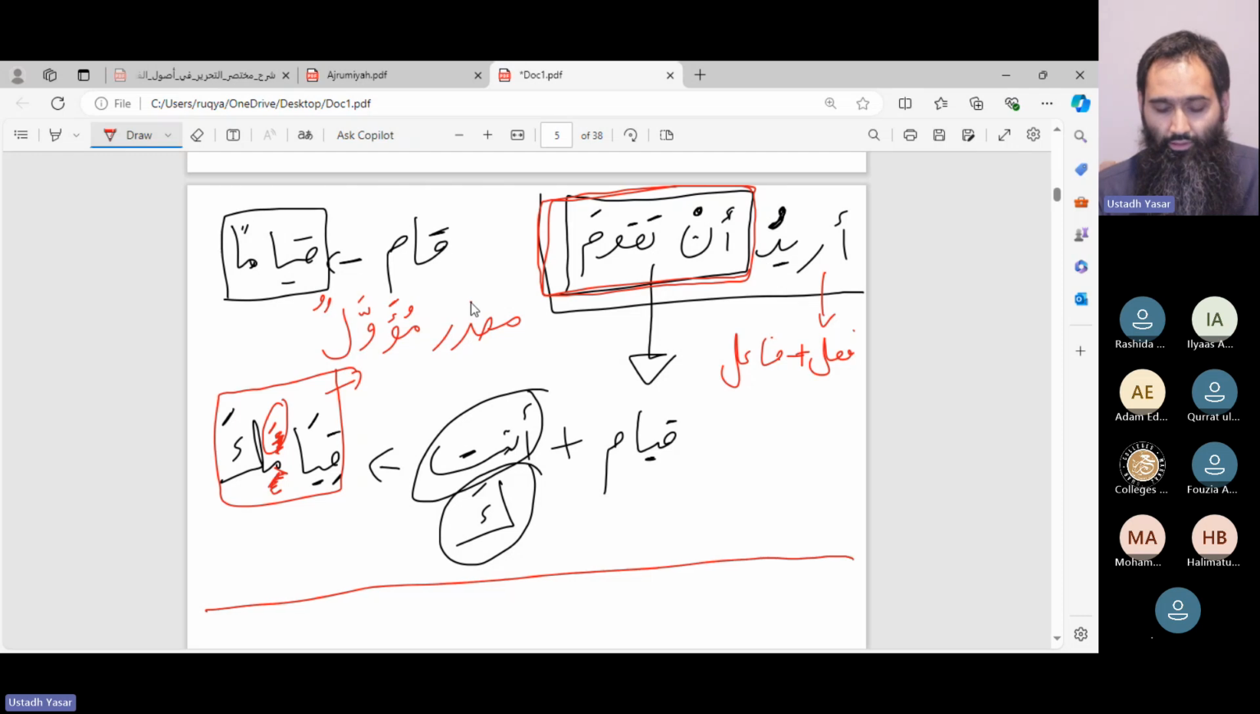Now I've told you how to do this. Three simple steps. If you've understood this, then nawasib al-mudari, inshallah, will be easy. If you don't understand this, then you're going to have a mushkila. So my advice is, before tomorrow's lesson, especially look at this part again, these last 10 minutes, and try to grasp it and understand it.